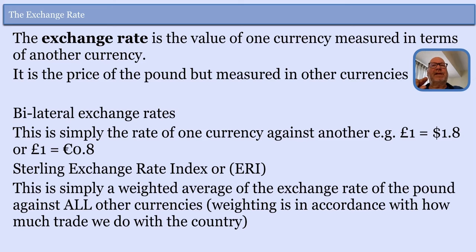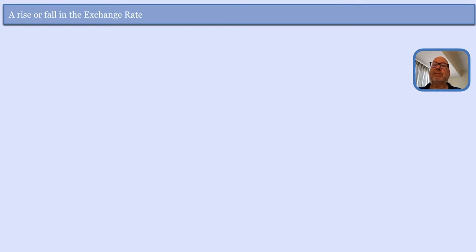Because obviously in the UK, roughly half or a bit more of our trade is done with Europe, and so the pound to the euro is going to be weighted at 50% because it's much more important than the pound to the Australian dollar, for example. Okay, so there's two ways in which the pound can be measured.